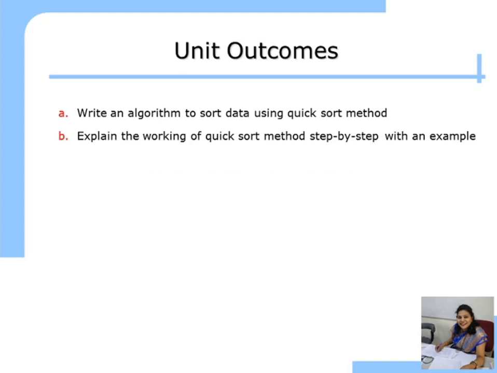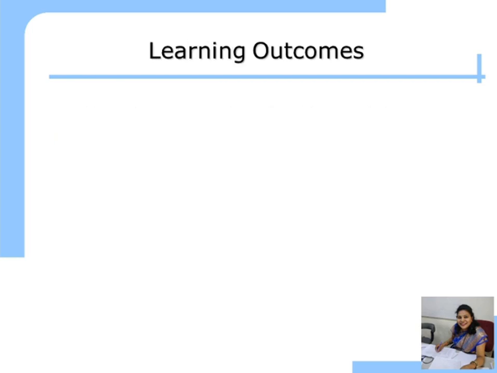So the unit outcomes related to these topics are: after learning this unit, you should write the algorithm to sort the data using the quicksort method. Also, you should explain the working of the quicksort method step by step with an example.